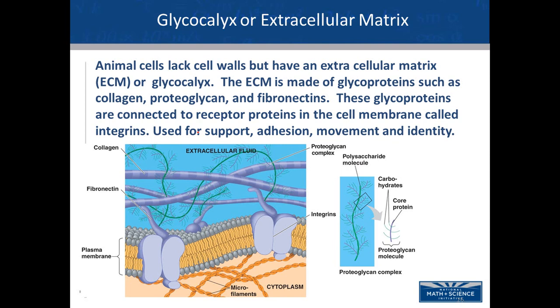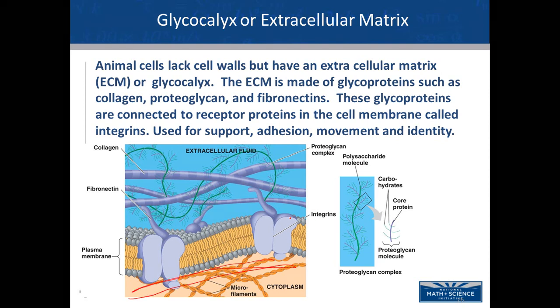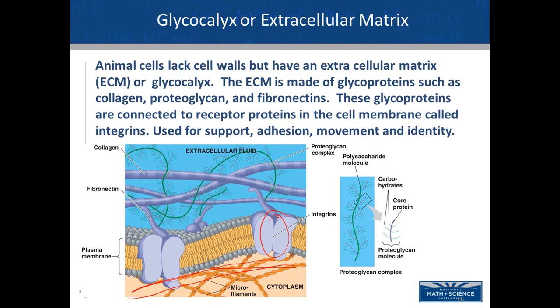So if you're looking at this, here is the inside of the cell membrane, all right? And then this is an integrin, and it's anchoring here the glycocalyx. And this may be indeed a proteoglycan, all right? And again, these things may also be used for adhesion or identity, identifying different kinds of cells.